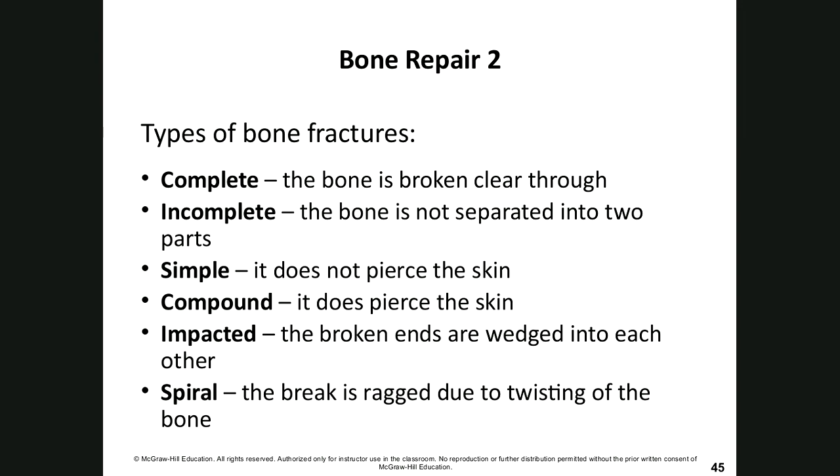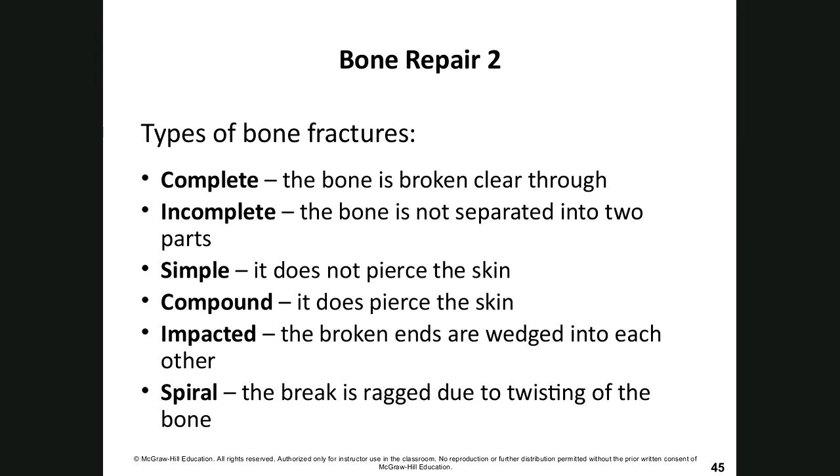Impacted fractures, the broken bones are wedged into each other, so instead of them being cleanly broken apart from one another, they're kind of jammed on top of one another. And a spiral fracture is a break that is due to twisting of the bone.